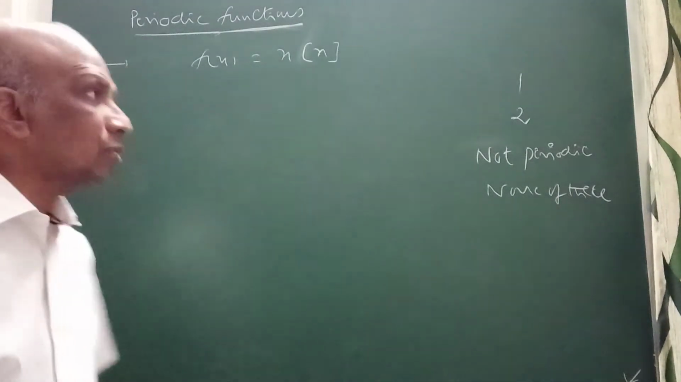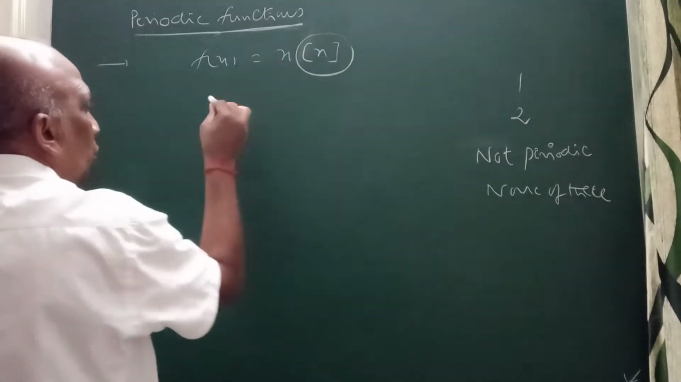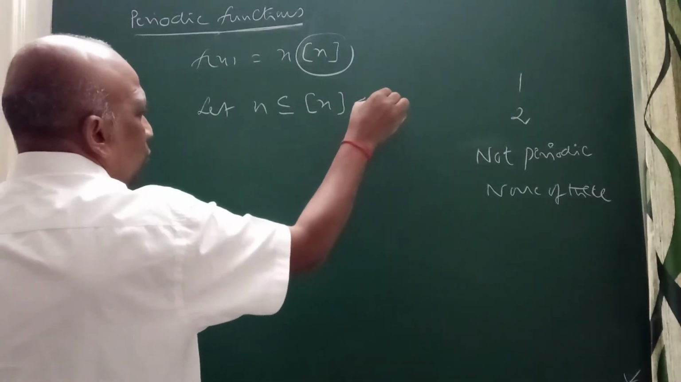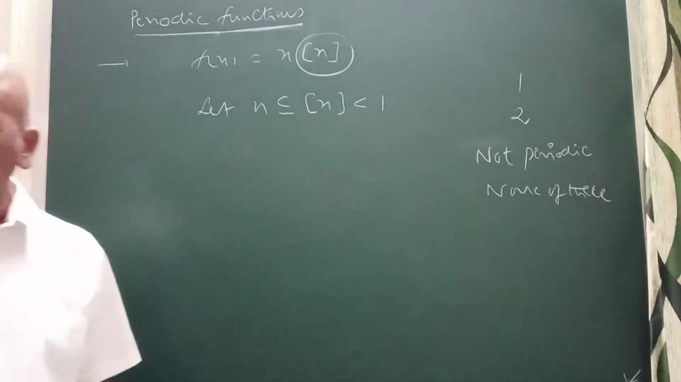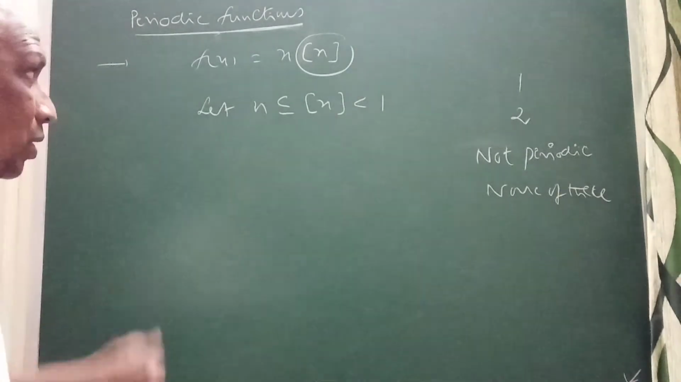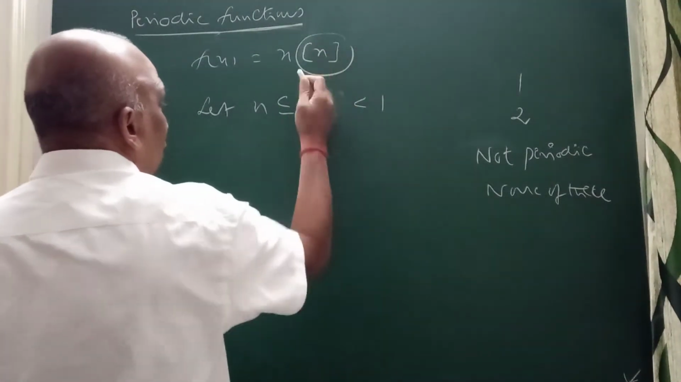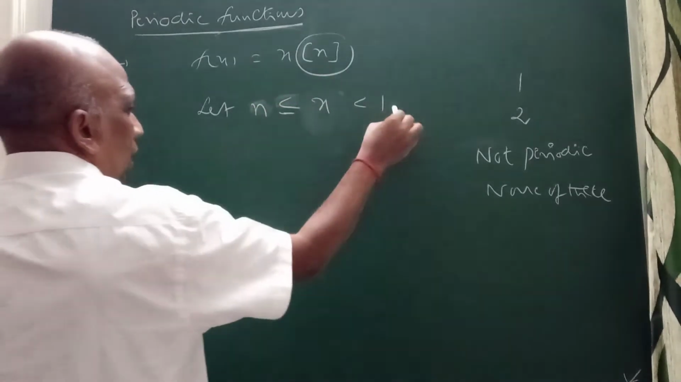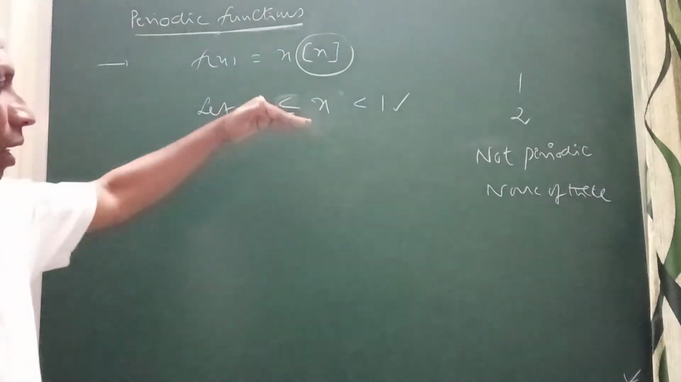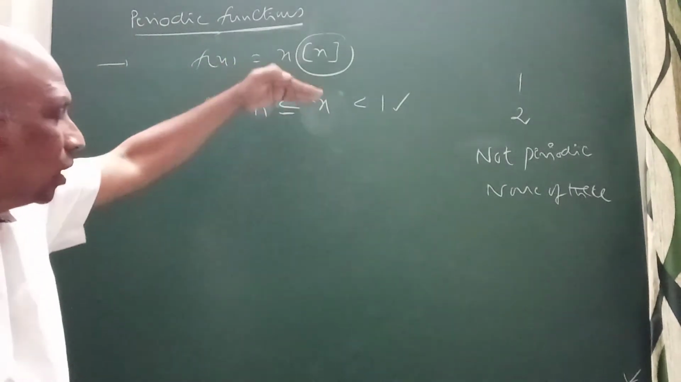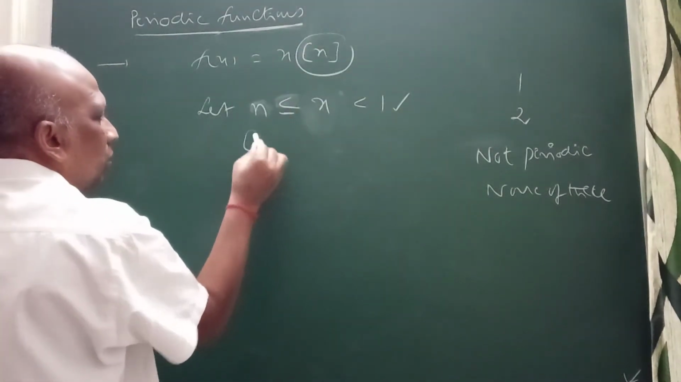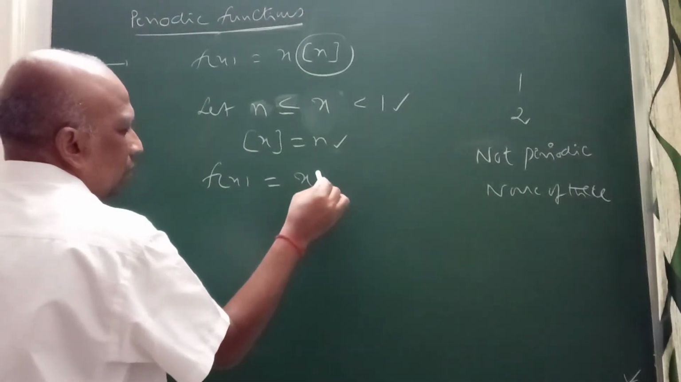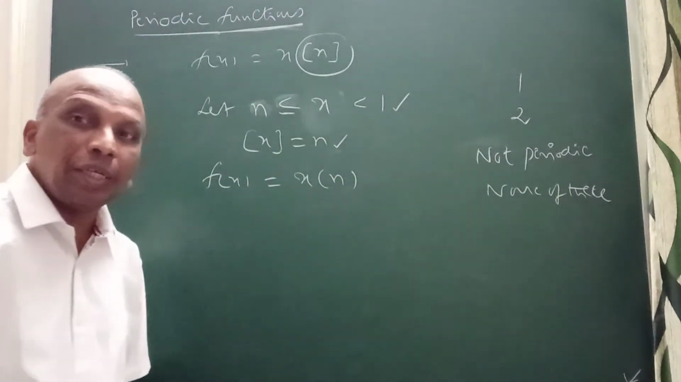When they ask for the period of this function, think about how the step function gives an integer. Consider n less than or equal to x less than n plus 1. Instead of the step function, I will take x only. Consider L less than or equal to x less than 1. If we consider it like this, the step function gives n. So the function becomes f of x times n, where n is an integer.